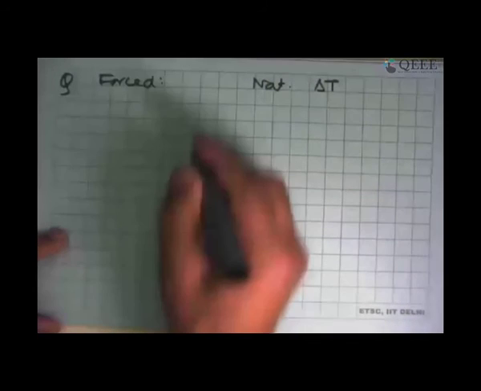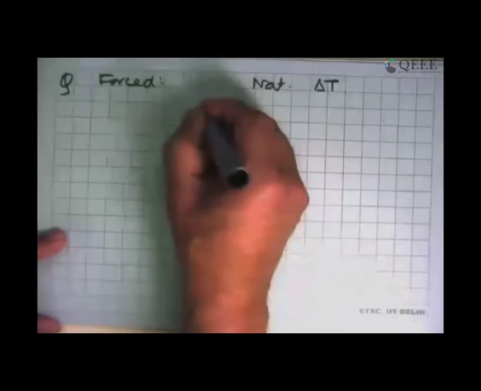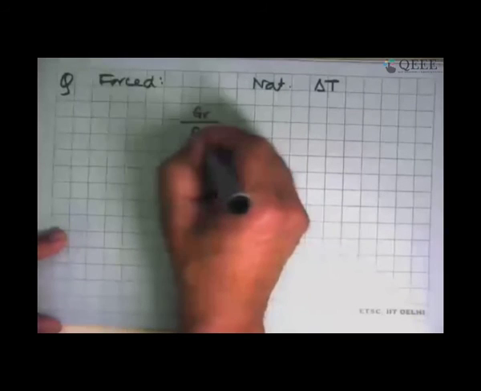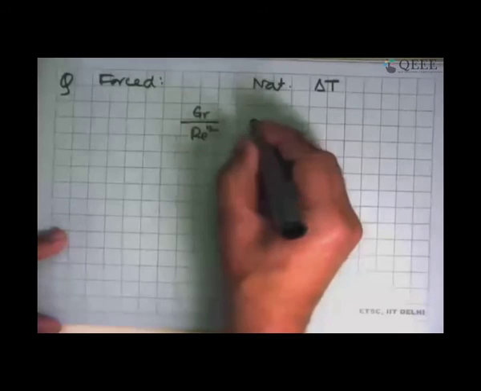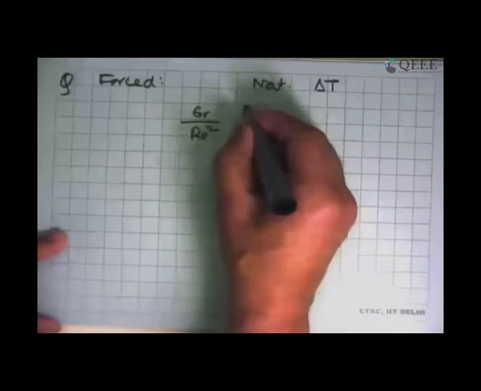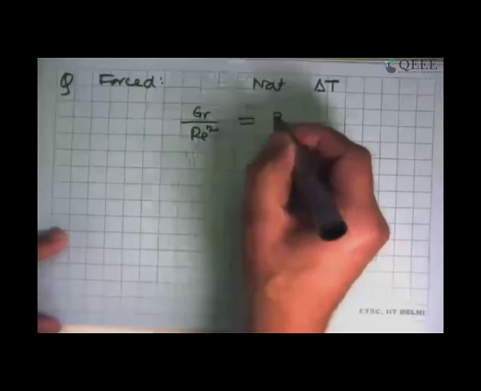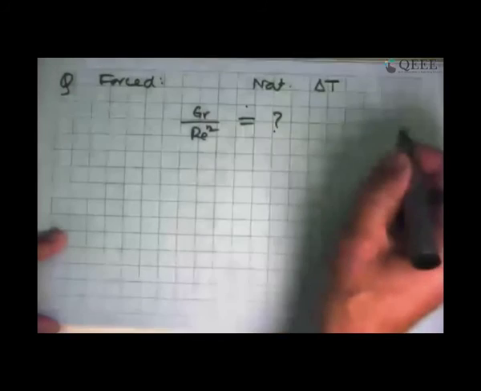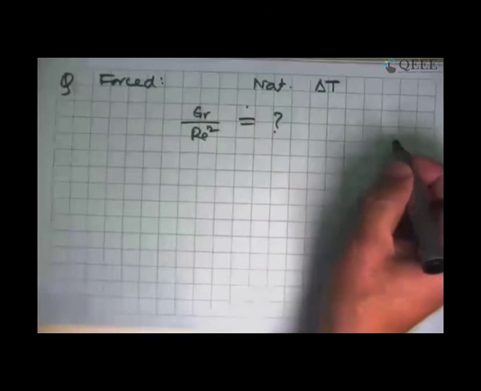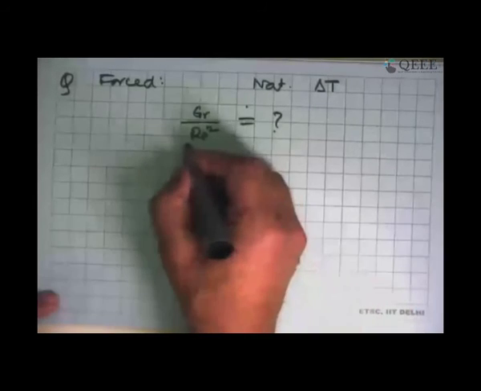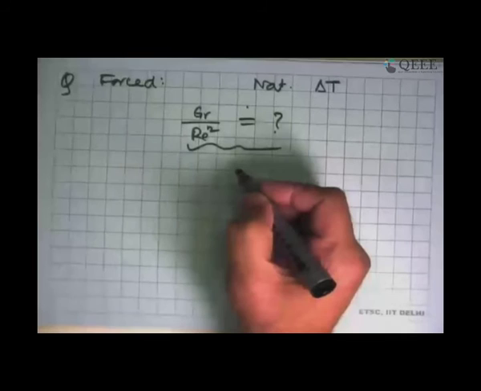And yesterday we got ourselves a relation, the importance of the Grashof number over the Reynolds number squared. The value of this parameter will tell us whether this is a forced convection problem, a natural convection problem, or a mixed convection problem. So that is what it is there.